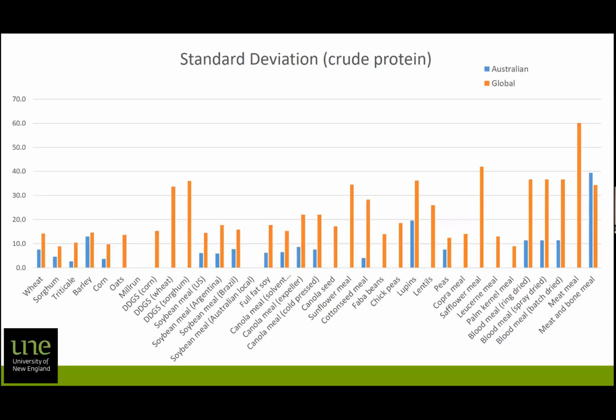If we then look at the standard deviation, which essentially means the variation within these feed ingredients for crude protein, we can see the global data in orange and the Australian data in blue. Generally, there's a lot greater standard deviation for crude protein in the global data, which makes sense because you're taking it from all over the world. There's going to be a lot more variation there. Interestingly, there's more variation within just the Australian samples within meat and bone meal.